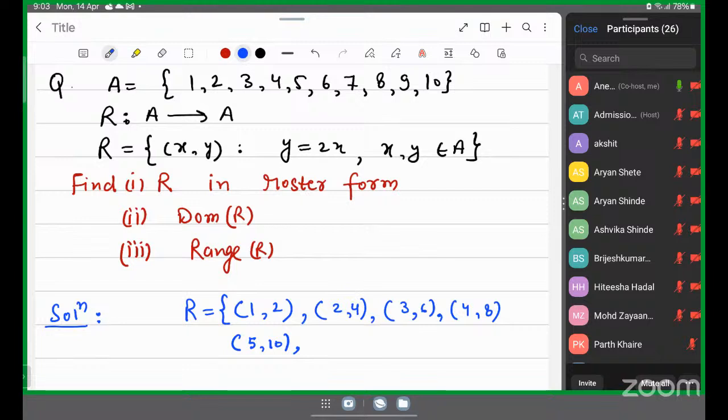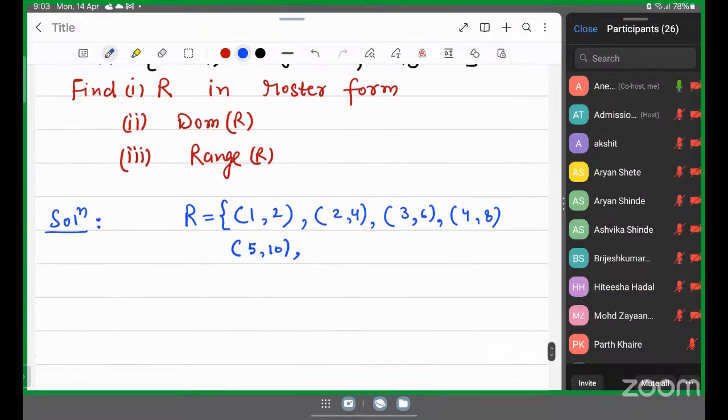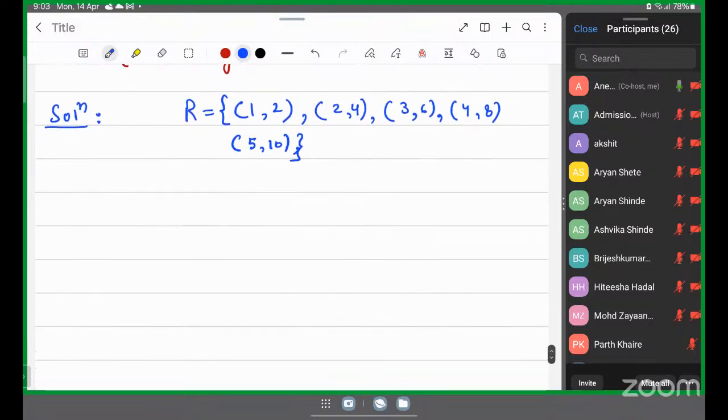And 12 is not in set A, which means you cannot relate element 6 with any element of set A, which means this will be the only relation R. We cannot go further for 6, 7, 8, and so on. So this is relation R in roster form.